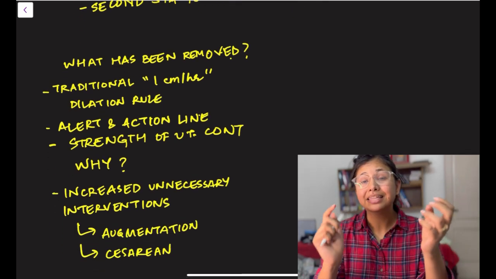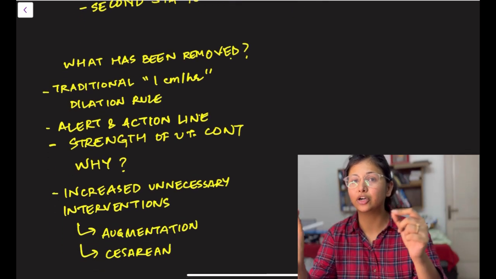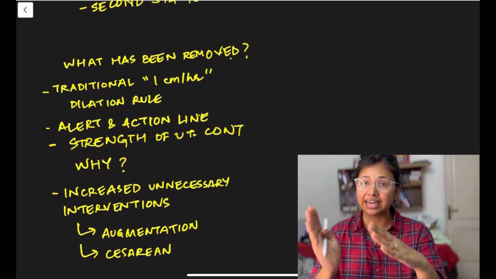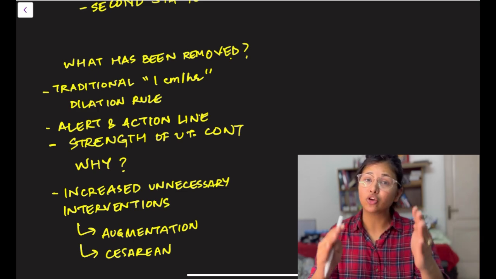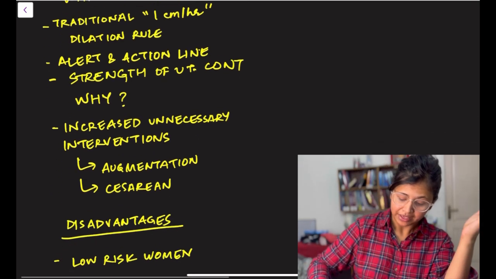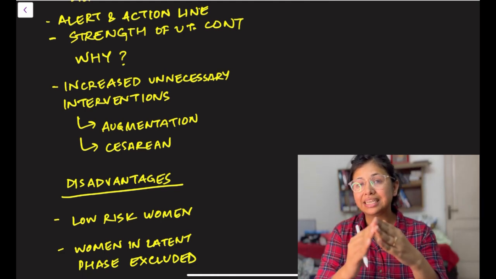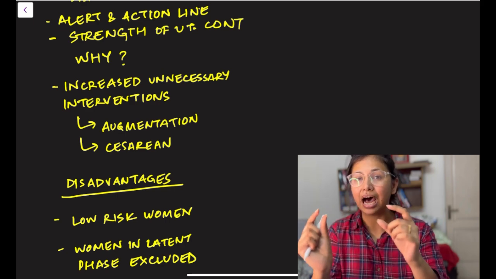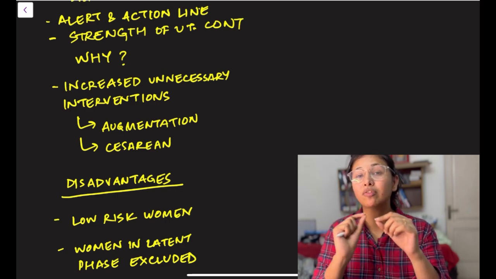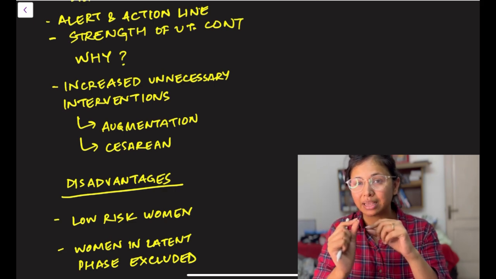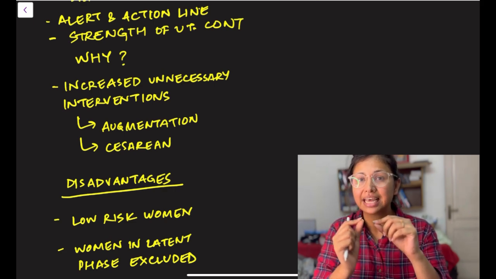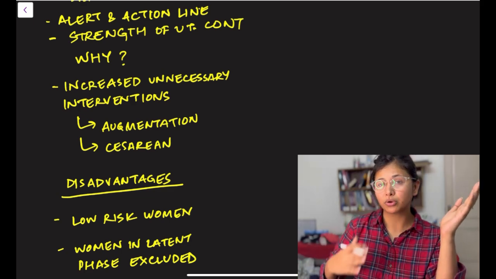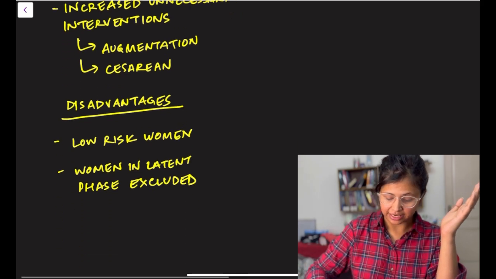What has been removed? The traditional 1 centimeter per hour rate of dilation and descent that we had in the previous partograph, and the alert and action line have been completely done away with, and strength of uterine contraction has also been removed, right? And why was this done? Because it was seen that when we adhere to this very strict and very fast 1 centimeter per hour definition, we are actually adding a lot of unnecessary interventions like augmentation of labor and unnecessary cesarean sections, right? So that is why it has been done away with, and we are giving more time for the woman to progress into normal labor.